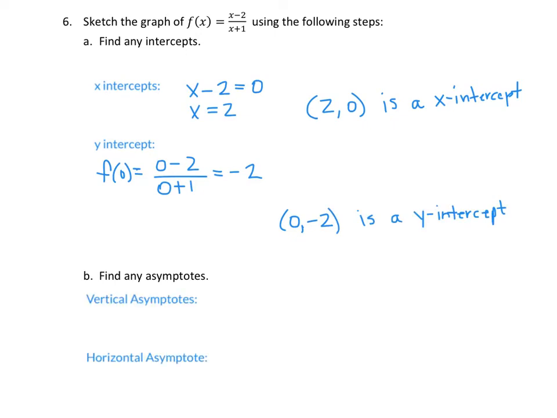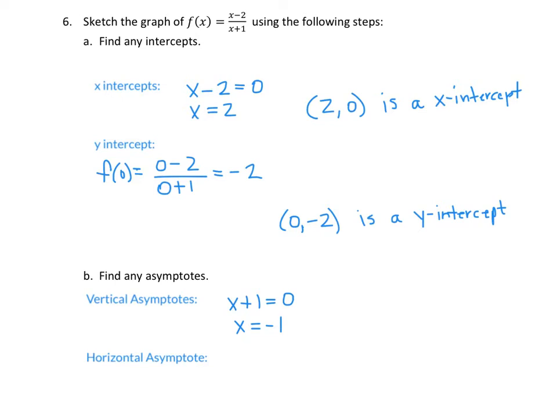Next, we want to find any asymptotes. We'll start with vertical asymptotes. In order to find those, we first try to simplify the function by factoring if it needs to factor. This function is already simplified. Therefore, the next step is to set the denominator equal to 0. So here we are setting x + 1 equal to 0 and solving. So we get x = -1 as our vertical asymptote.